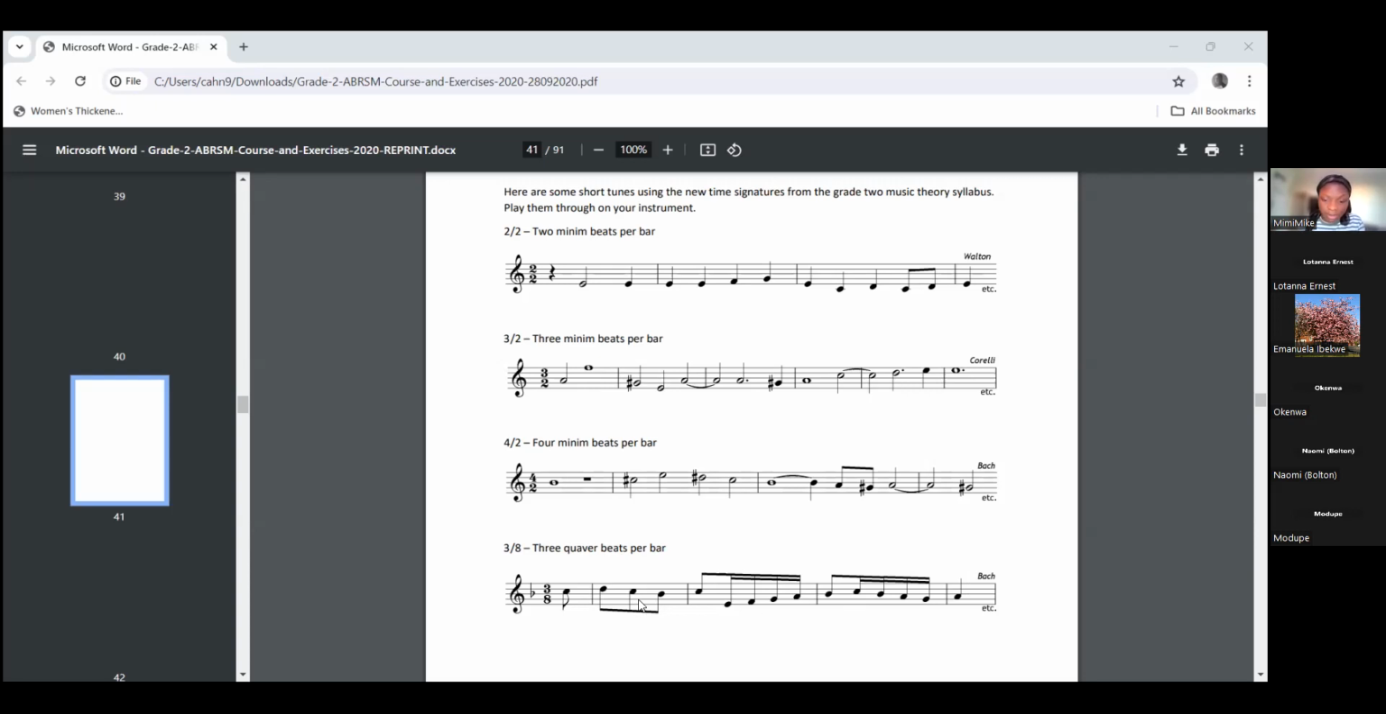The next bar, as you can see, is 3 quavers in that bar. The third bar, we can see that we have 4 semiquavers, which is equal to 2 quavers, and then the last quaver, which is equal to 3 quavers in the bar. Same thing with the fourth bar. So these are some of the examples that you will be seeing in your exam.